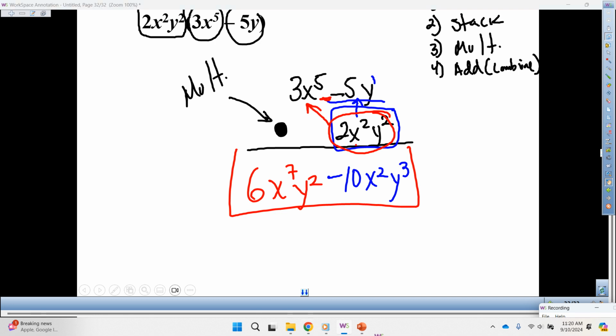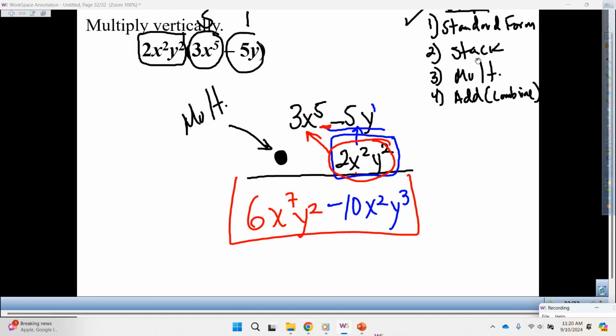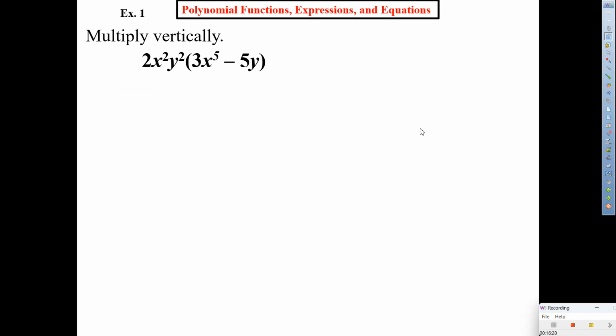Send me your notes, please. Pretty straightforward, yes? Let me go through the process to make sure we got it. Step 1, you check for standard form. This was in standard form. This is a monomial. It is in standard form. Stack them. Multiply. Add or combine if there's any layers that you need to add or combine. All right. So, with that said, do this next one by yourself.